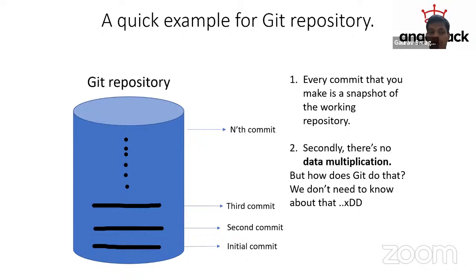So for every commit that I've made, the Git repository basically gives me what exactly has been transferred from the working directory to the Git repository, okay? And secondly, there's no data duplication. Okay.